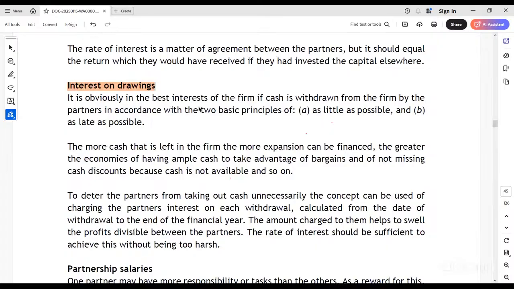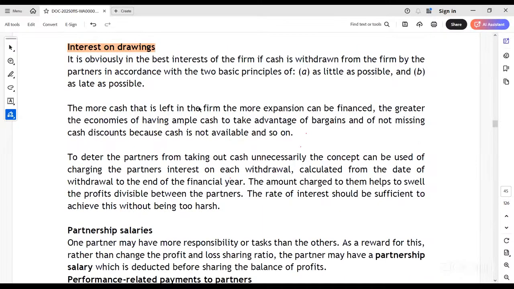So we have to charge interest. We have to charge interest because if you don't, then people are going to just be withdrawing money. So this interest can limit them from over-withdrawing all the time.